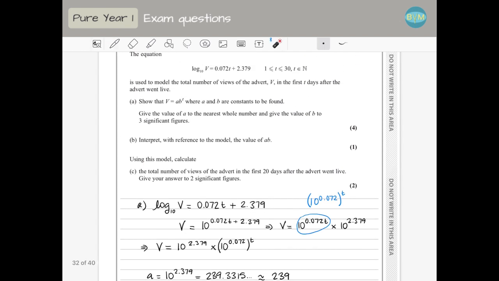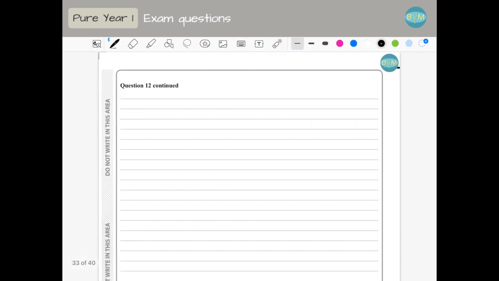Then, using the model, calculate the total number of views of the advert in the first 20 days after the advert went live, to 2 significant figures. So T is 20. We are going to use the model that we found with the constants we found. So V is 239 times 1.18 to the power of 20. With the calculator, this is 6,546.93 views. We have to round to 2 significant figures, so this is going to be 6,500 views. And that's everything that they ask in this question.